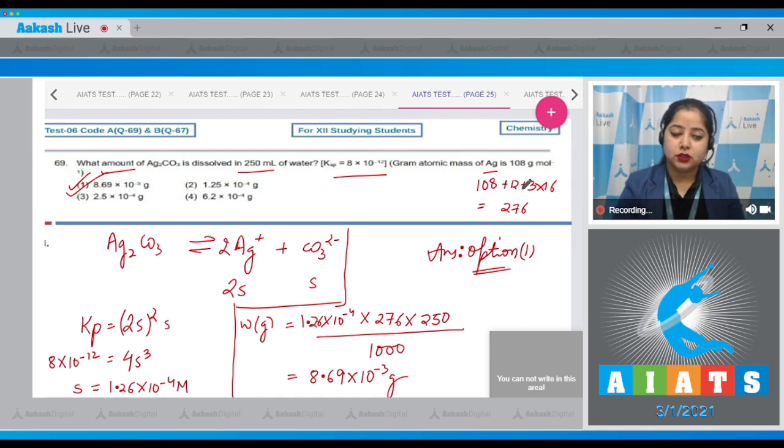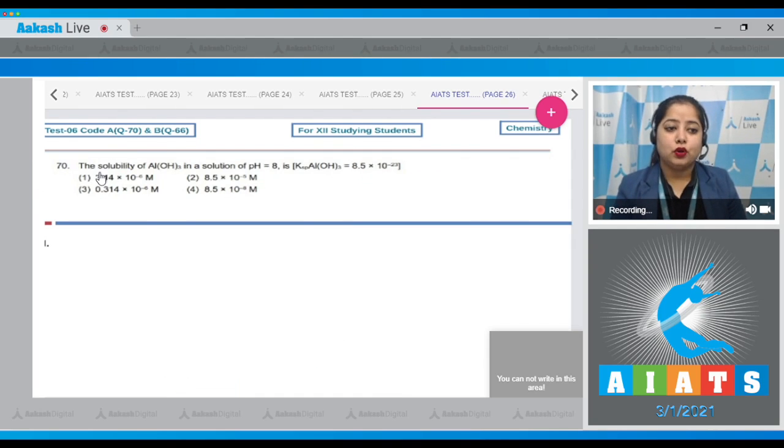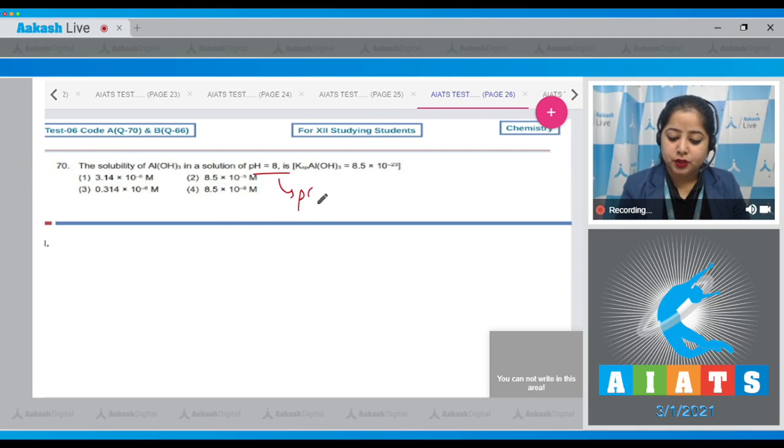Moving to next question, which is 70. Let's read the question. The solubility of aluminium hydroxide in a solution of pH 8 is, we are given with the Ksp of aluminium hydroxide, which is 8.5 into 10 to the power minus 23. Student, here the pH is 8. That means pOH is equals to 14 minus pH, which is equals to 6. That means the OH ion concentration is equals to 10 raised to the power minus 6 molar.